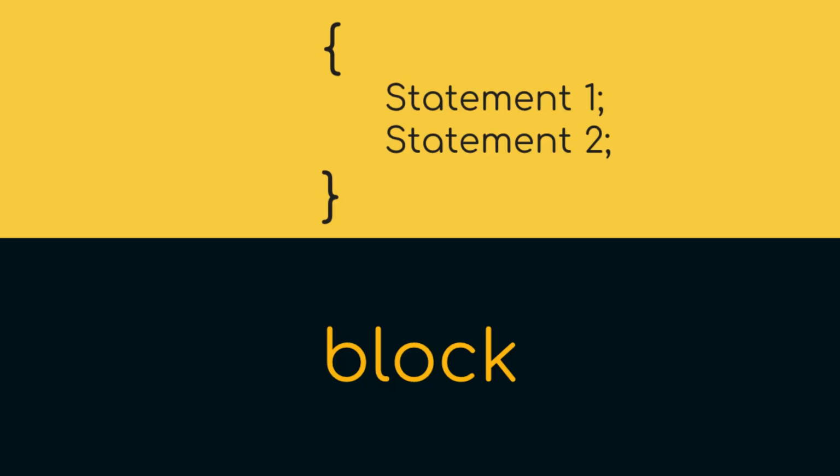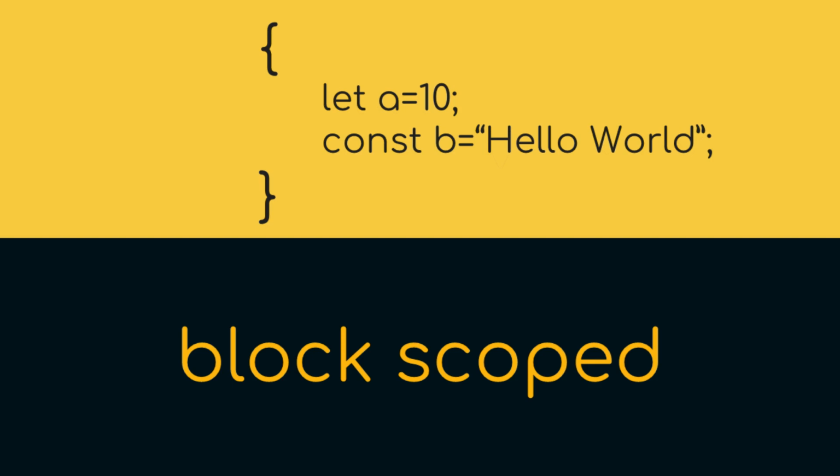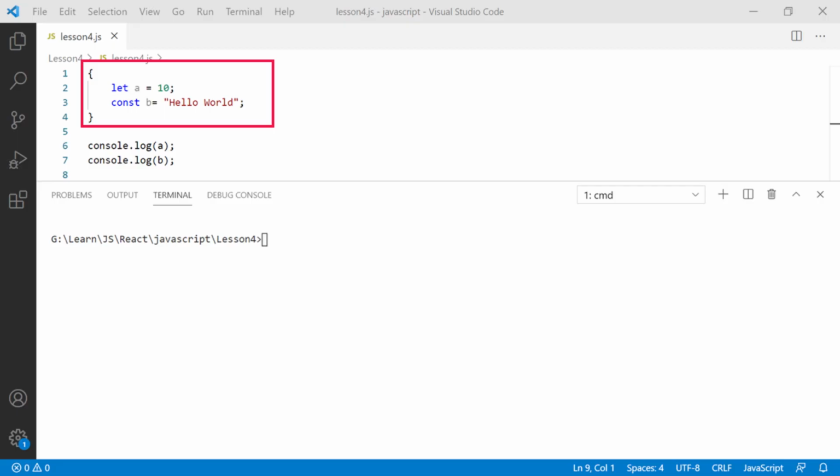In JavaScript, a block is defined using a pair of curly braces. If you use let or const to define a variable as given here, then the variable will respect the block and its scope will be limited to the scope of the block. In this example, we have two variables a and b created using the let and the const keywords. Both the variables are enclosed within a block. If you try to access the variables a and b outside the block, you will get an error stating that the variable is undefined.